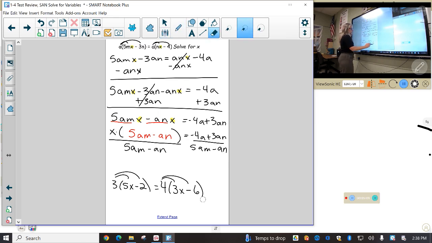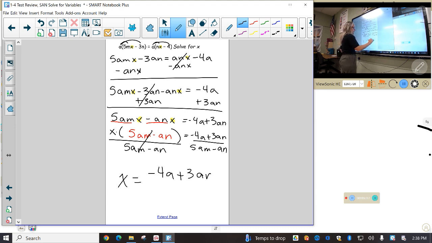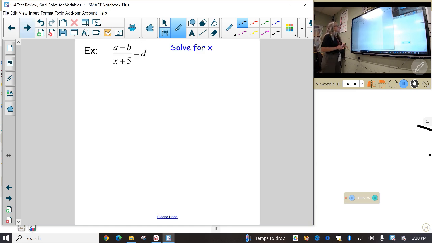I'm going to erase this so that you can type room. This cancels. I have x equals negative 4a plus 3an, all divided by 5am minus an. All right, we're solving this one for x.